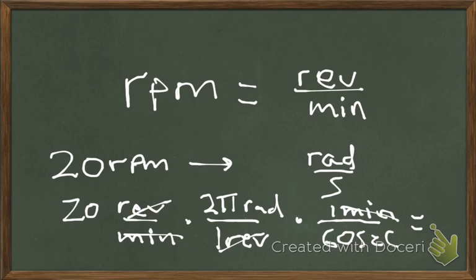Our answer, I'm going to write it on the next page. Actually, I'll just write it right here. So we had about 2.1 radians per second. I know it looks like red, but I meant to write rad. So there you go. That's basically circular kinematics in a nutshell.